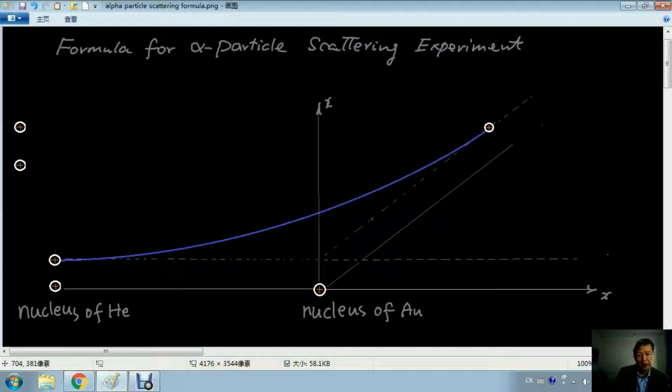Now, here we have to introduce a very important variable called the scattering angle. So this is theta. So the first variable is theta.